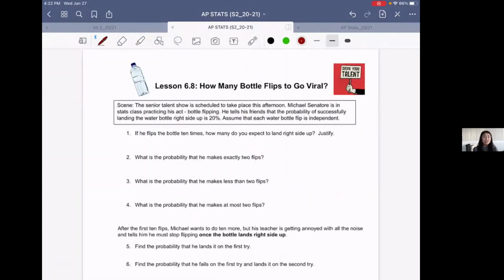Lesson 6.8 is called How Many Bottle Flips to Go Viral? Scene: The senior talent show is scheduled to take place this afternoon. Michael Senator is in stats class practicing his act, bottle flipping. He tells his friends that the probability of successfully landing the water bottle right side up is 20%. Assume that each water bottle flip is independent, and then you're going to answer some questions. You guys are going to answer questions 1 through 4, and then I'm going to show you the answers real quick. So just try those out before you see the answers.